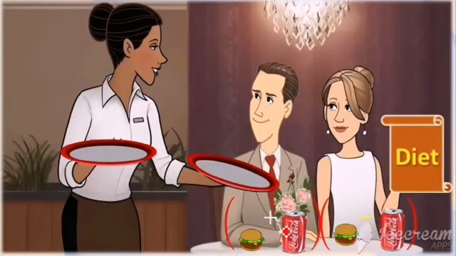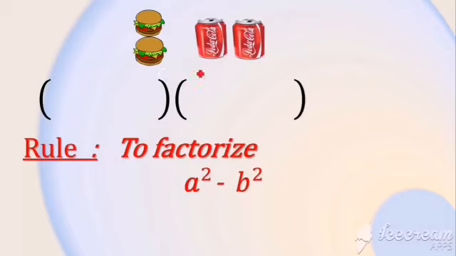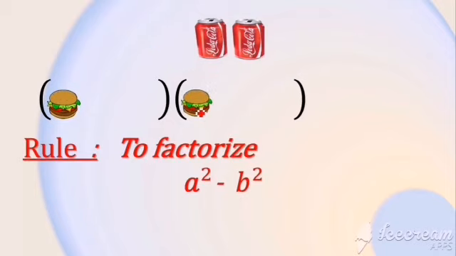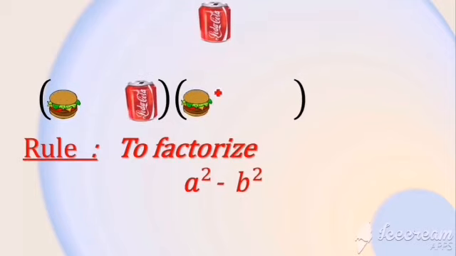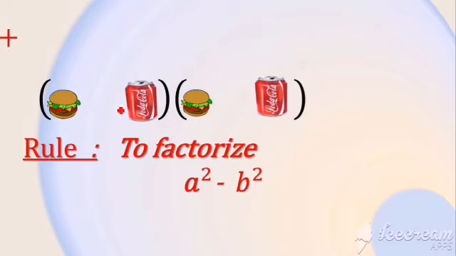The man took the soft drink and he drank it, so we added the sign plus. However, the lady is following a diet. She took the soft drink, but she didn't drink it, so we had the sign minus. Based on the previous picture, can you explain what has exactly happened? The waiter distributed one hamburger for the first person and one hamburger for the second person, one cola for the first and one cola for the second, with one sign plus and the second is minus.